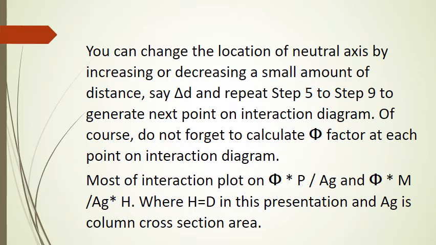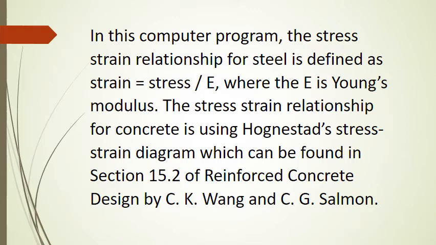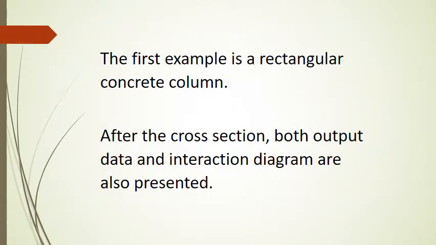Most interaction plots use phi times P divided by Ag and phi times e divided by Ag times h, where h equals d in this presentation and Ag is the column cross-section area. In this computer program, the stress-strain relationship for steel is defined as stress equals strain times E, where E is Young's modulus. The stress-strain relationship for concrete uses Hognestad's stress-strain diagram, which can be found in section 15.2 of Reinforced Concrete Design by C.K. Wang and C.G. Salmon. The first example is a rectangular concrete column.